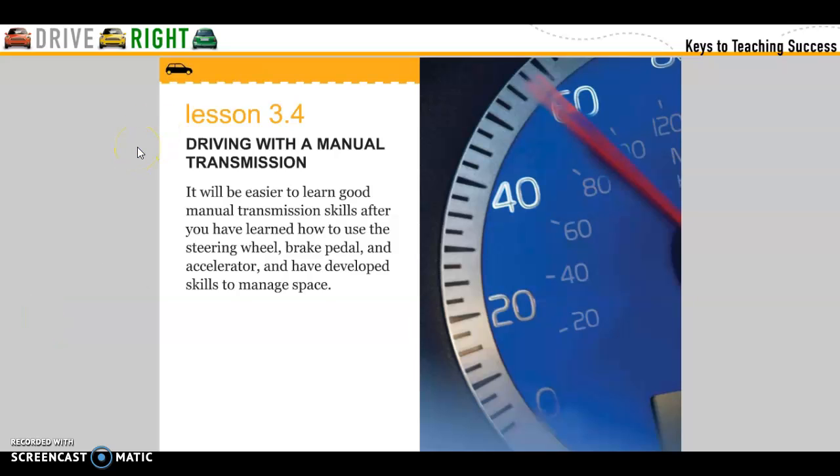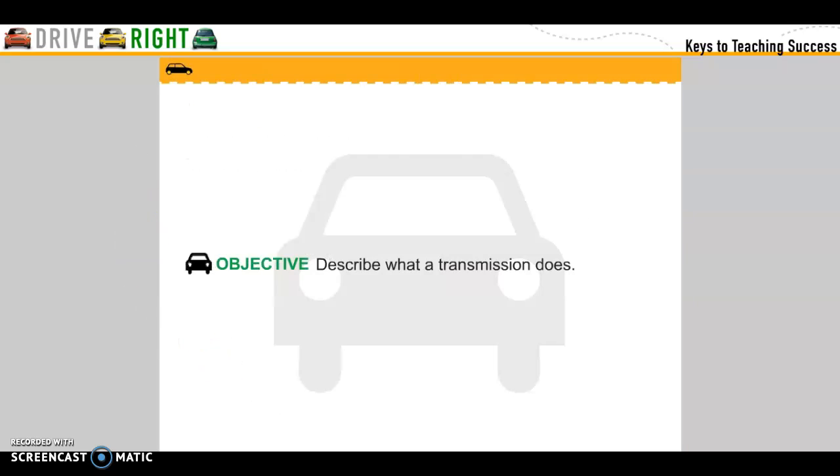Lesson 3.4, Driving with a Manual Transmission. It will be easier to learn good manual transmission skills after you have learned how to drive, how to use the steering wheel, brake pedal, and accelerator, and have developed skills to manage space.